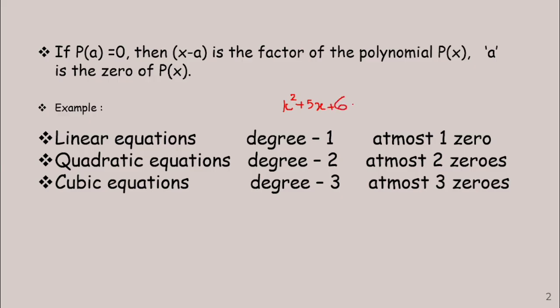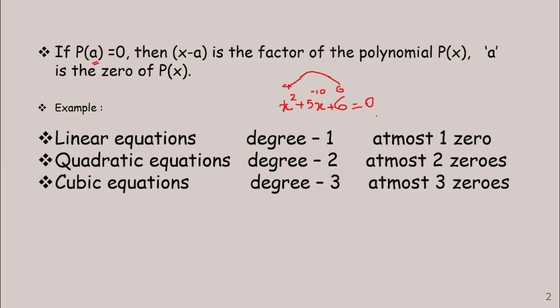So in this equation, it's a polynomial. This is P of x. Suppose I say minus 2 is a zero of this equation. That means in the value of a, if I put minus 2, wherever the x is there, I will put minus 2. Minus 2 the whole square is 4, plus 5 into minus 2 is minus 10, plus 6. So 6 plus 4 is 10, and 10 minus 10 is 0. The equation is satisfied.